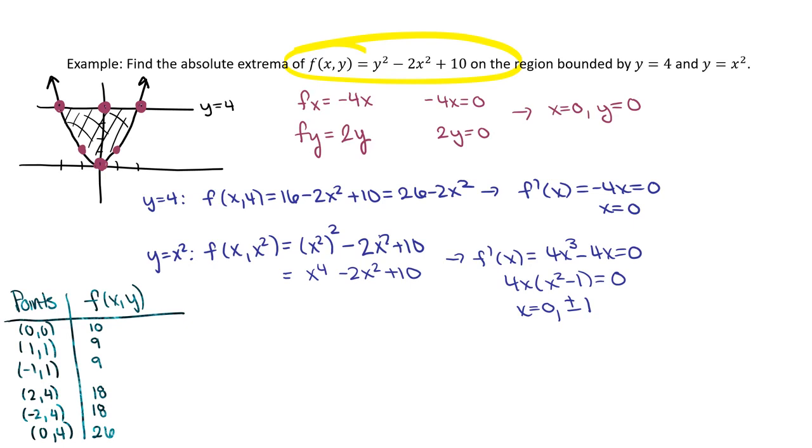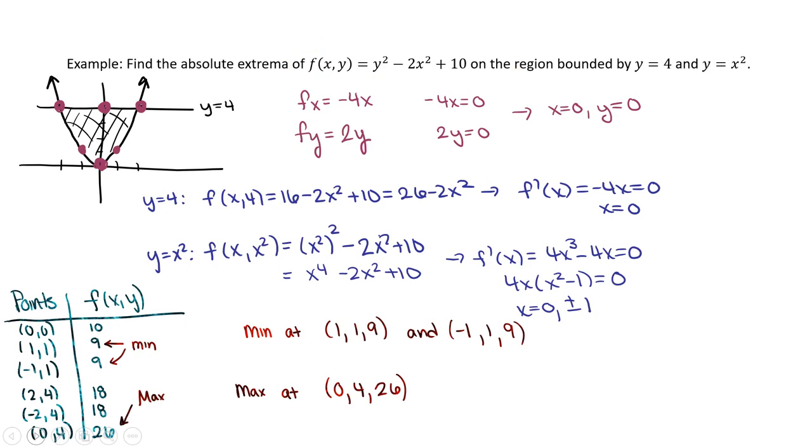Hopefully I didn't make any mistakes, but there's my z values. Largest z value is my max, so that was 26. So I have a max at 0, 4, 26. Smallest z value is my min. Looks like I have 2 of them. One at the point 119 and the other at negative 119.